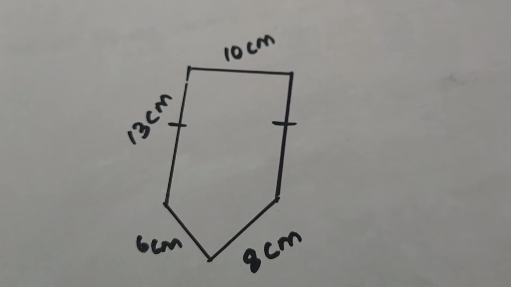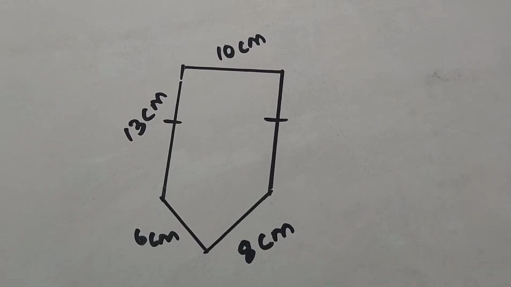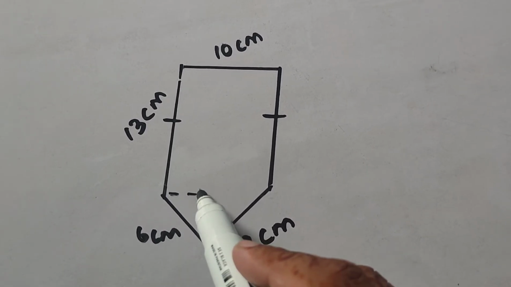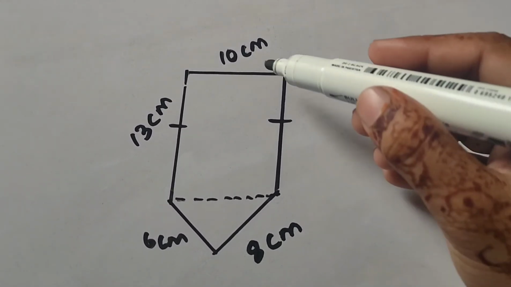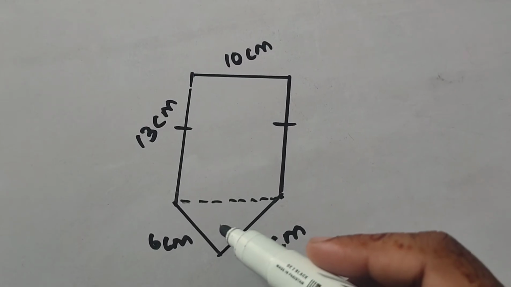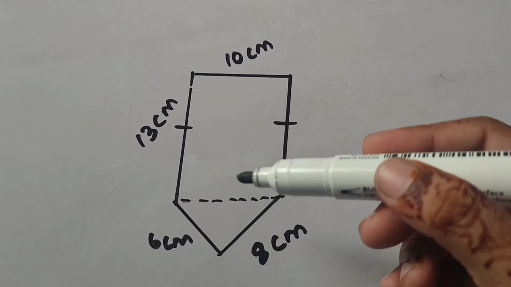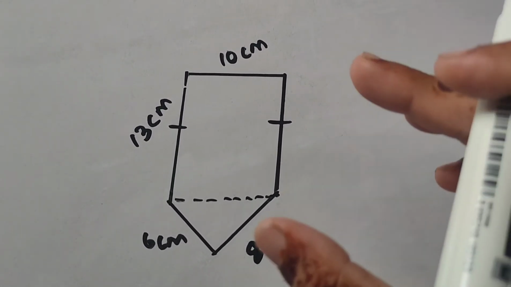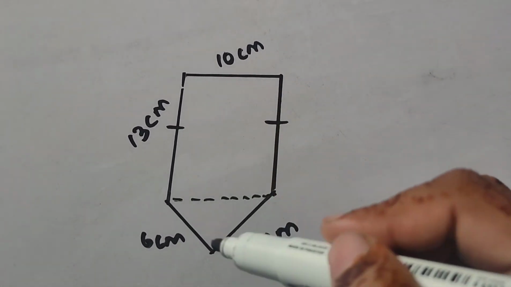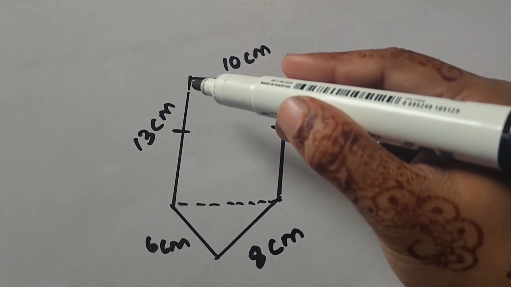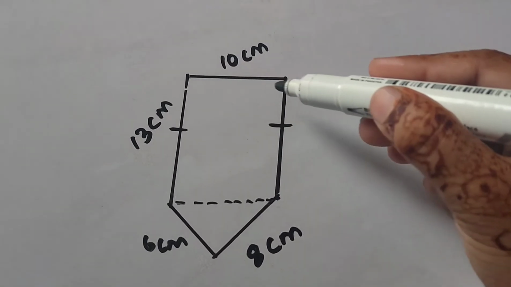We have this pentagon, students. So to solve this pentagon, we simply split it into two figures. Now we have a rectangle and a triangle. We'll simply find out the areas of these two figures separately and then add up their areas in order to find out the area of our total base. We have a length of 13 centimeter in this rectangle and the breadth of 10 centimeters.